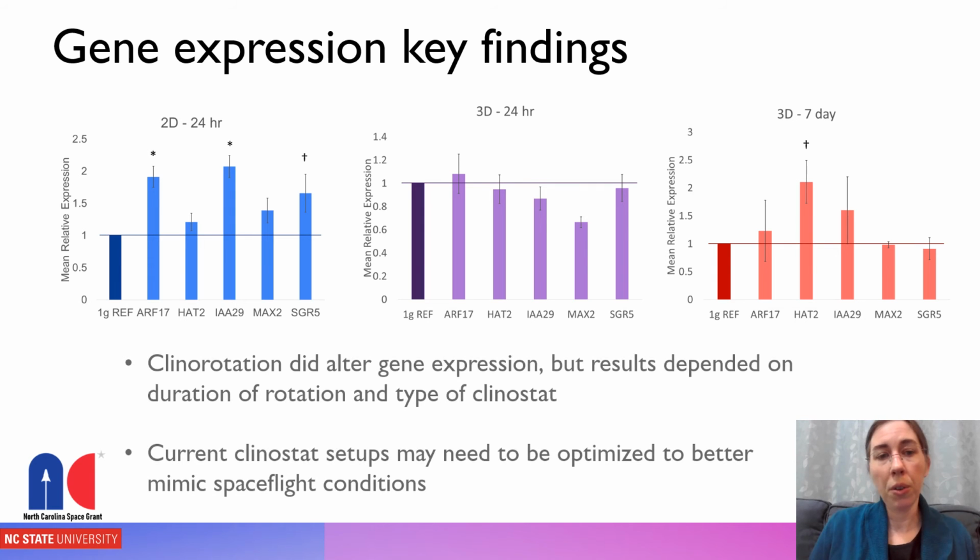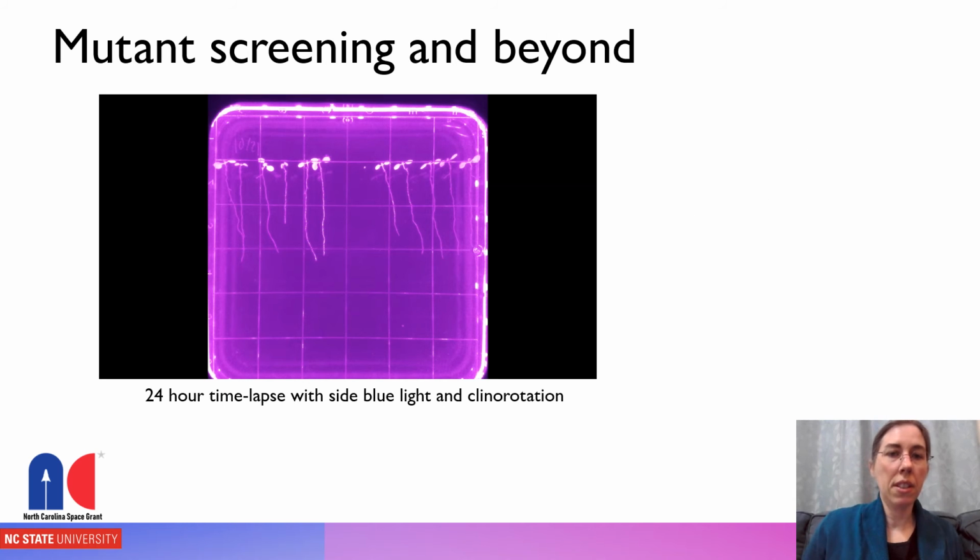In short, alteration of gene expression depended on the duration of rotation and type of clinostat, and our current setup may need to be optimized to better mimic spaceflight conditions. I'm also running a series of experiments of mutants that have genes of interest knocked out so they no longer function. I'm testing if these mutants have altered gravitropic or phototropic response.